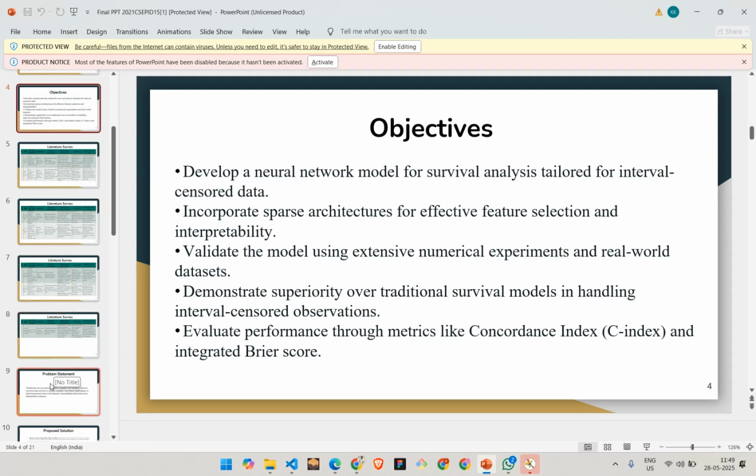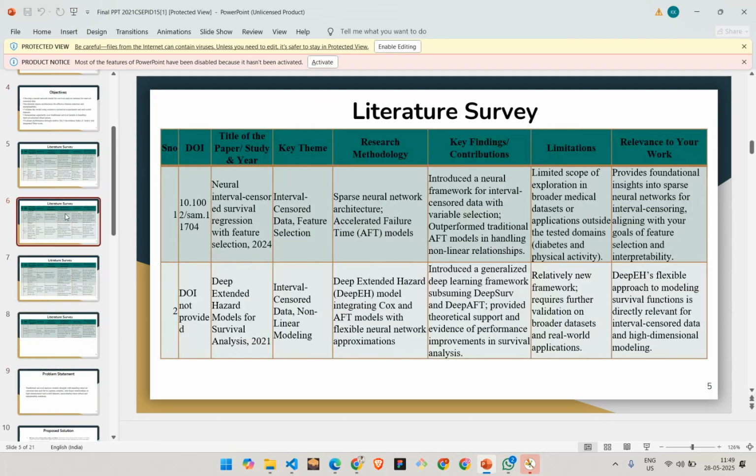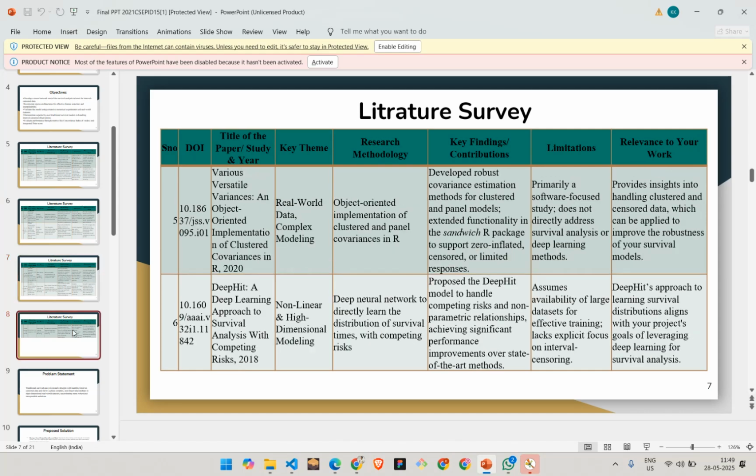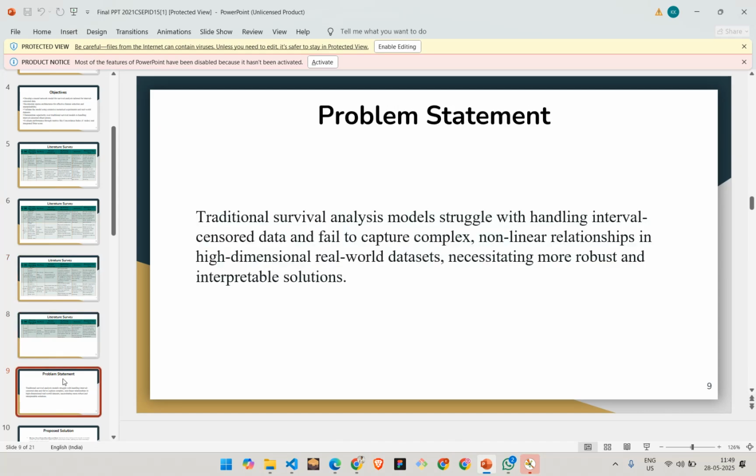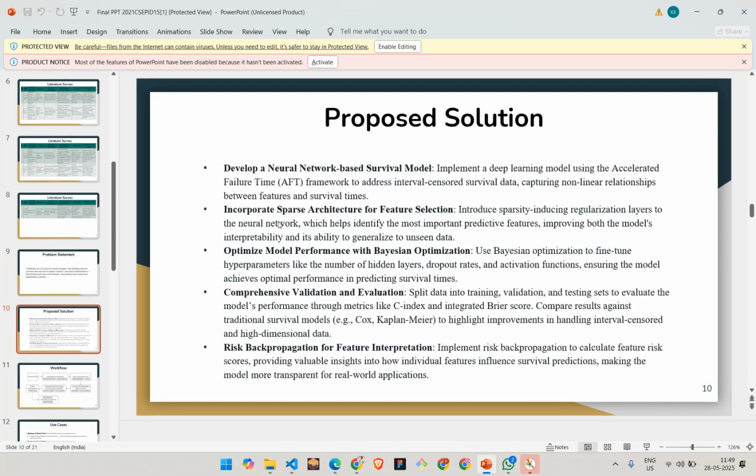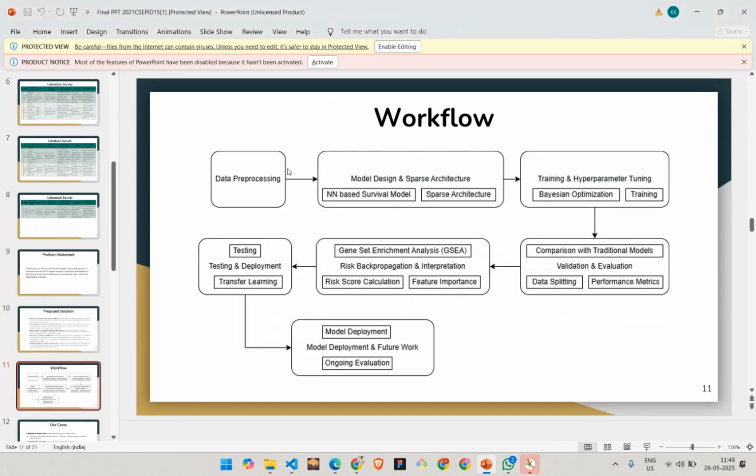So this is our literature survey and all this, and here comes the problem statement, as you can see, and this is the proposed model, as I've explained. So coming to the workflow of our project, here it is.